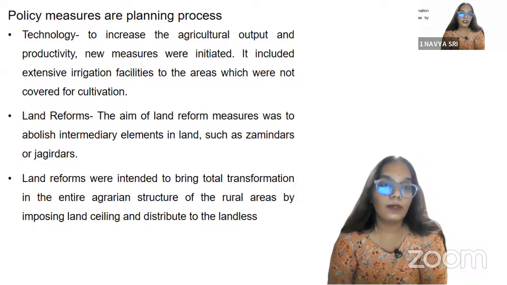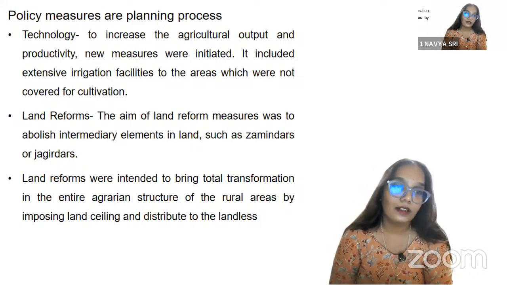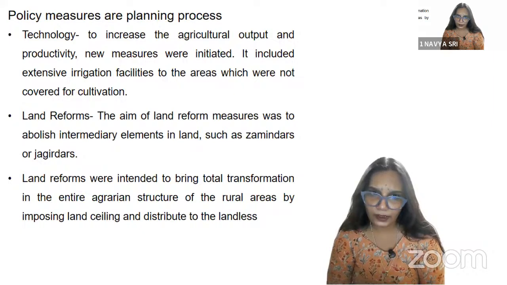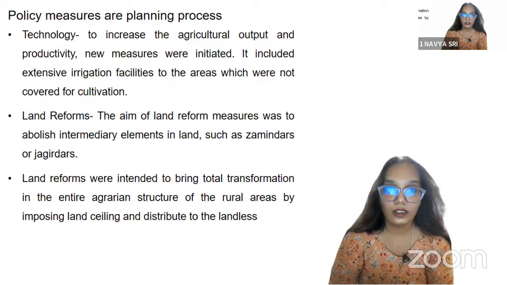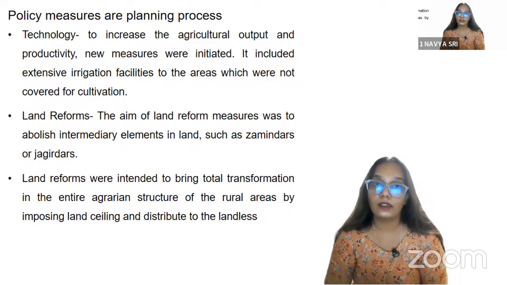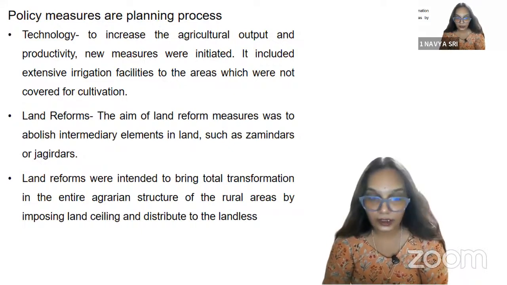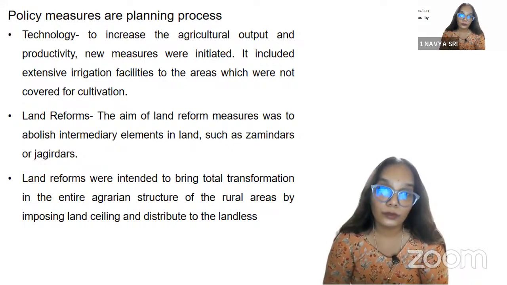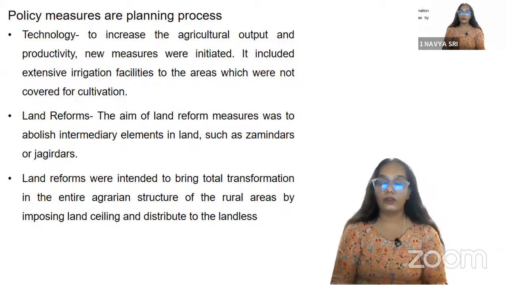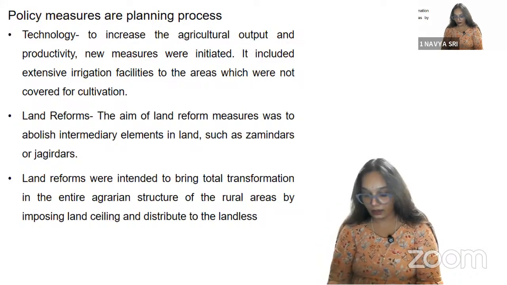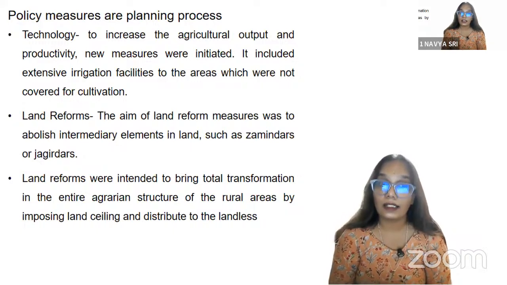Next, policy measures and planning processes. How did it happen? It was implemented through certain elements. First, let us talk about technology. Technology can be used in agriculture to increase the irrigation yield and improve productivity, and certain new methods were introduced. What are these new methods? Extensive irrigation facilities to areas that are not covered for cultivation.